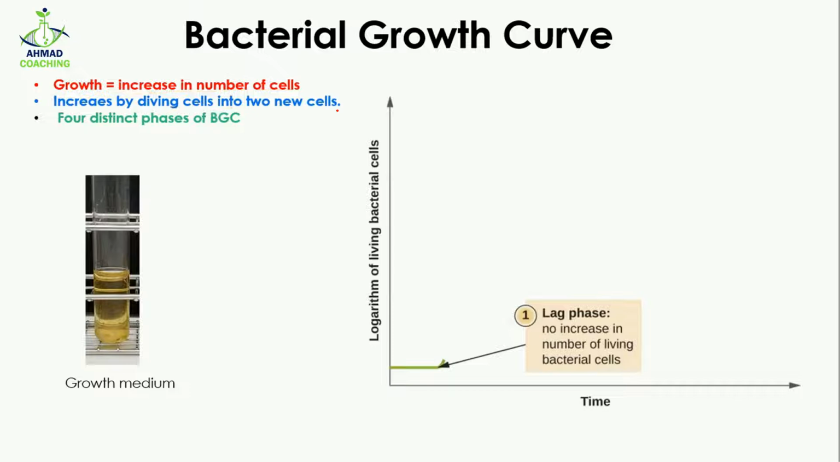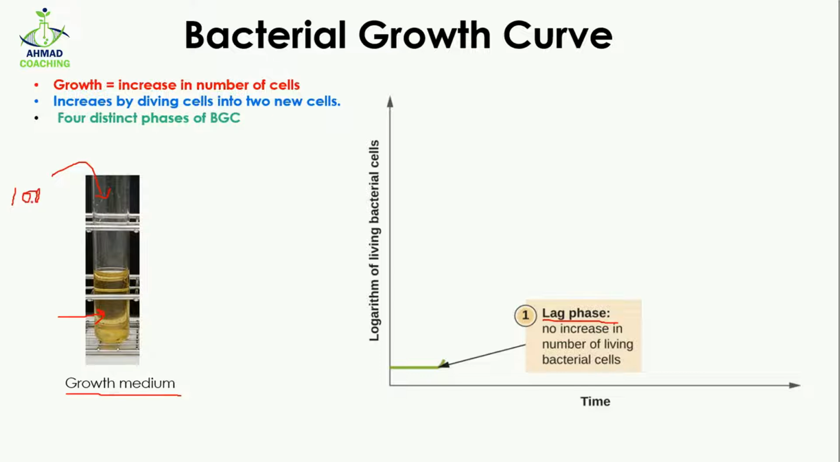The first one is the lag phase. To study the lag phase, let's take an example. You have a test tube, and in the test tube you have added this yellow medium. Now this yellow medium is actually the growth medium. It means that this medium has all the necessary nutrients for the bacteria to use and divide into new cells. So in this medium you have added some cells here. For example, we have added 100 bacterial cells.